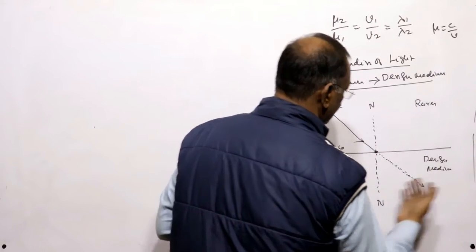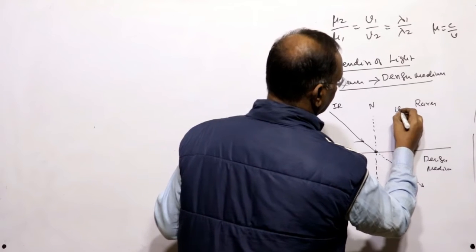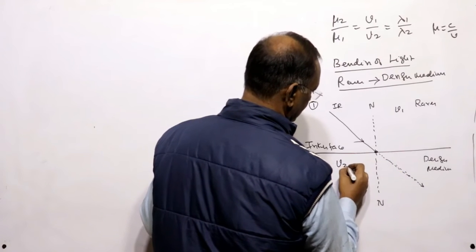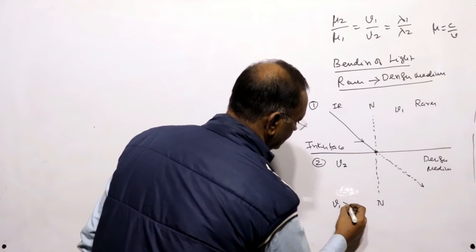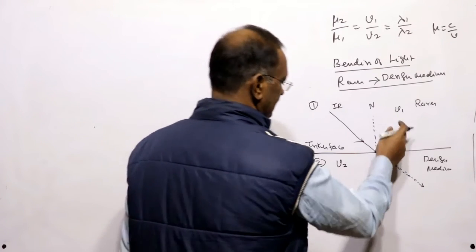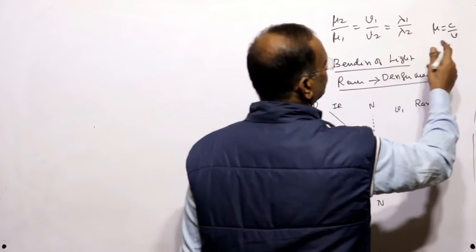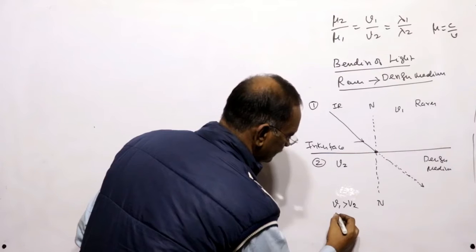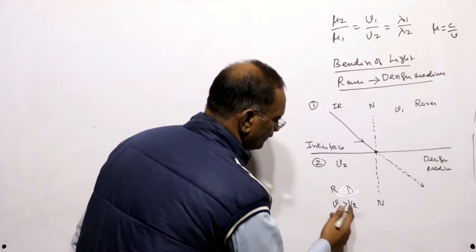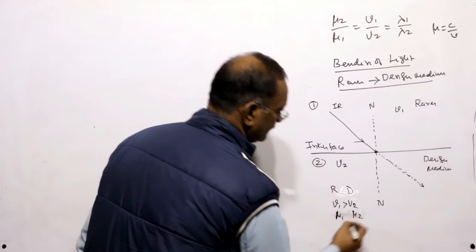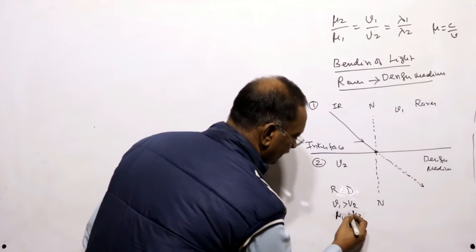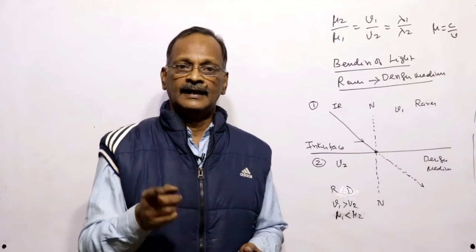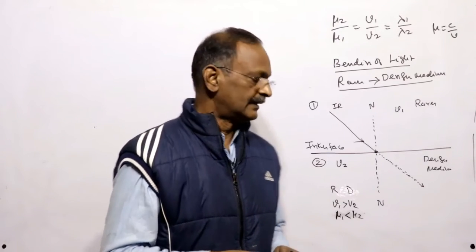When it is passing from rarer to denser medium, since the first medium is rarer, it is less dense. The velocity of the first medium is greater than the velocity of the second medium, because this is rarer, this is denser. The more dense, the velocity will be less. So the refractive index of the first medium will be less than the second medium. More the denser, less the velocity, and less the velocity, more the refractive index.